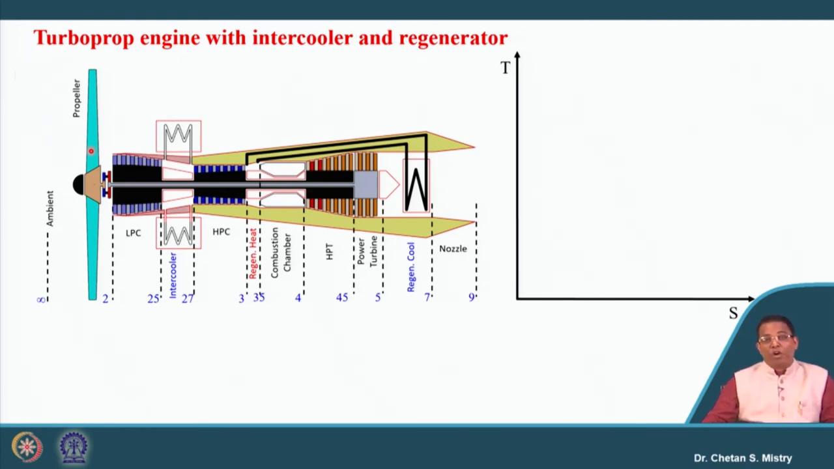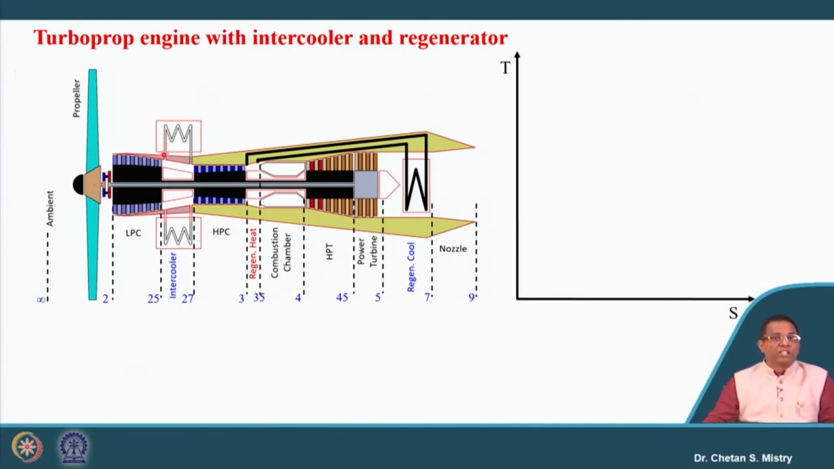So, if you recall, we were discussing the intercooler regenerator kind of configuration. We have discussed this in week 9, where we were discussing new innovative kinds of engines. And there we discussed what research is going on for intercooler and regenerator configuration, where we said there is one more possibility to apply this logic to the turboprop engine. So this is the configuration.